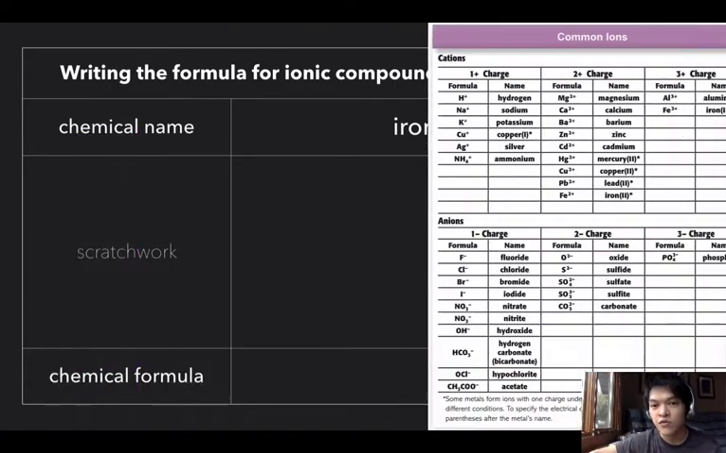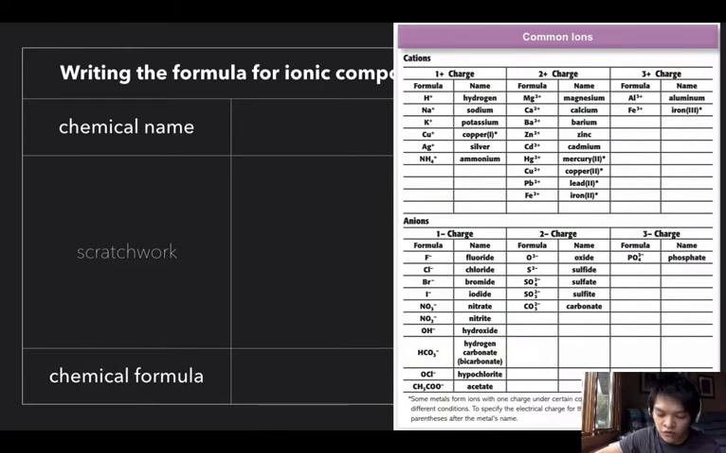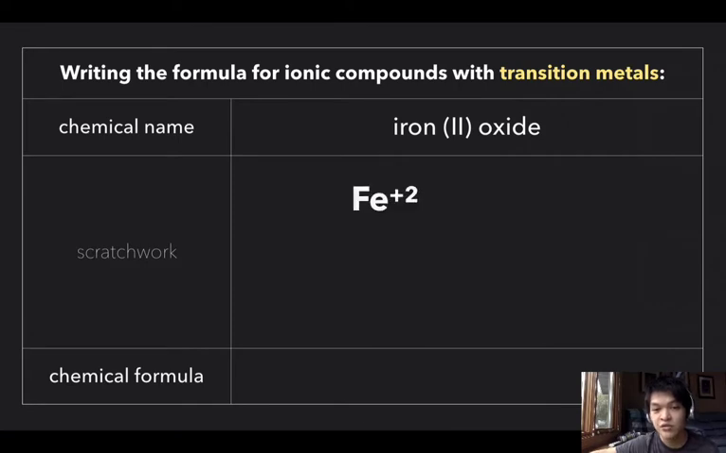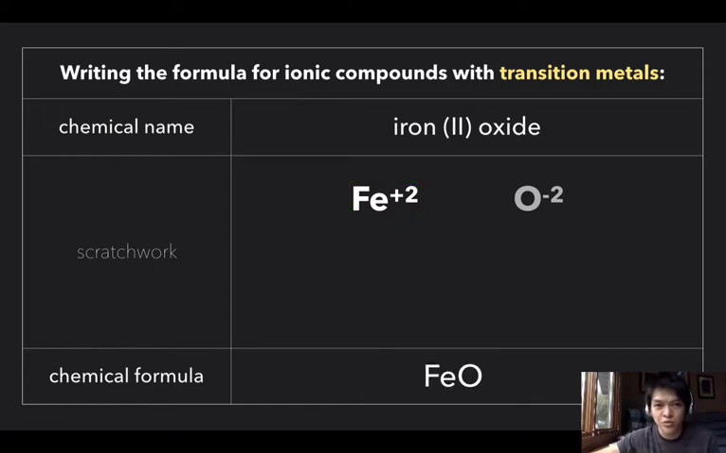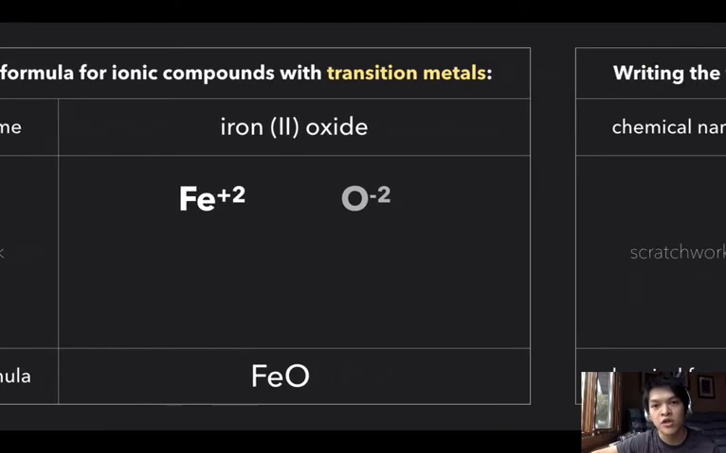I still want to show you from the resource sheet. Iron 2, if you found it, it's right here. Iron has a positive 2 charge, like we said. So iron 2, positive 2. Oxide, if you remember, it's negative 2. Do these charges cancel out? Positive 2 and negative 2. Yeah, they do. So that means when we write our chemical formula, you're supposed to have 1 iron ion, 1 oxide ion. So it's just going to be FeO. This one's a little bit simple too. Let's take a look at the third example.